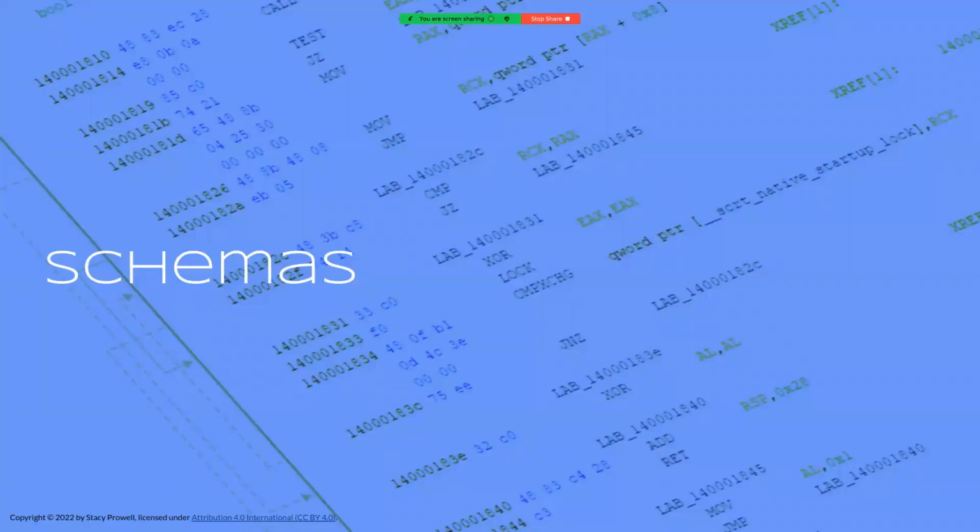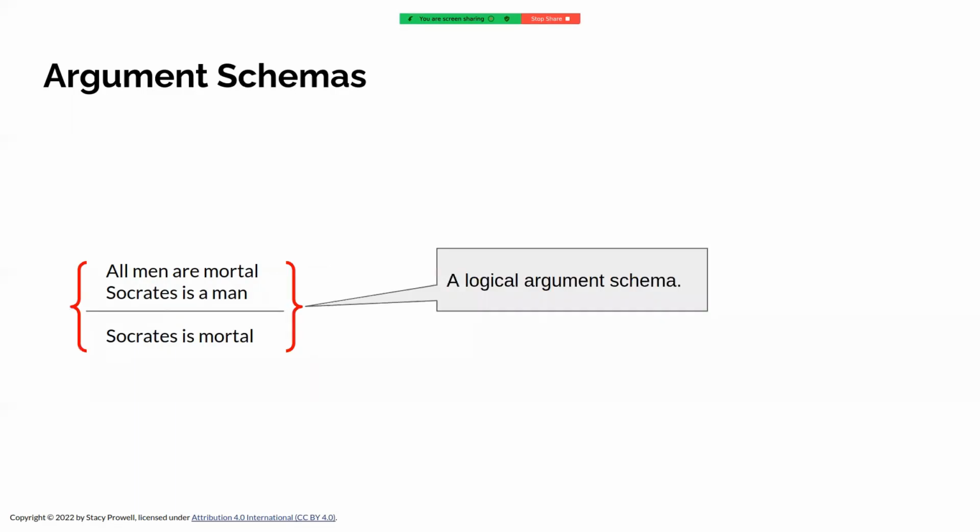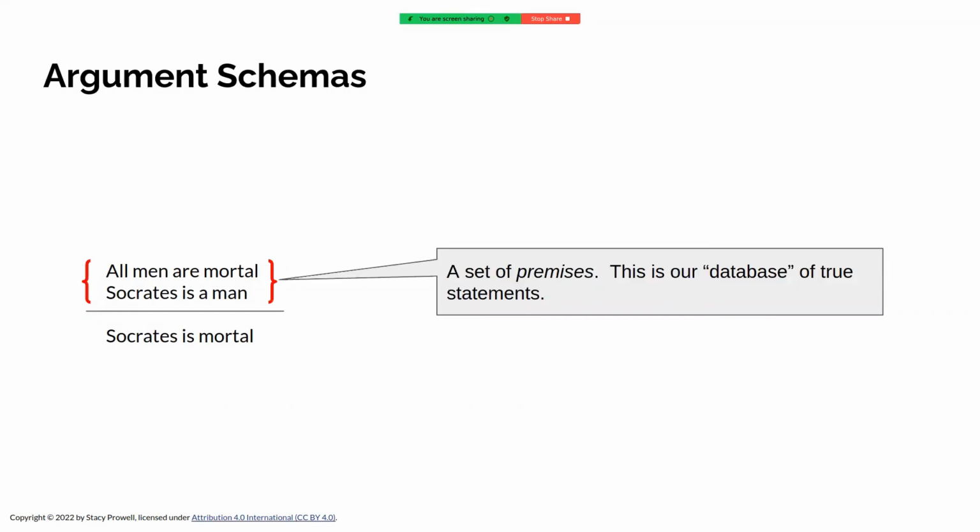Let's talk about schemas, because schemas, in the mathematical sense, show up in Steensgaard's paper, and you should be familiar with the basic structure. So here's an argument schema. This basically constitutes a logical argument. Up on the top, I have a database of statements that I assume are true, or I believe to be true, or that I have previously proven to be true, or that you and I agree are true, right?